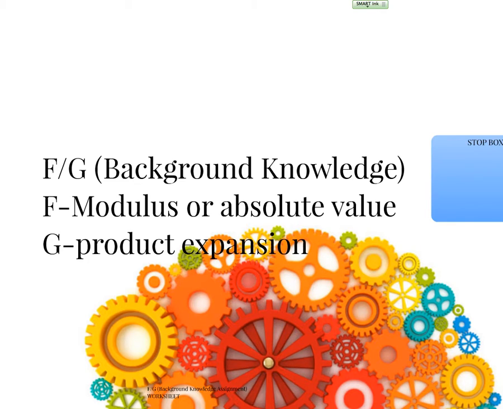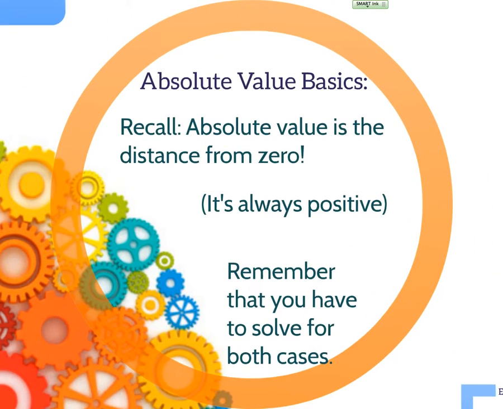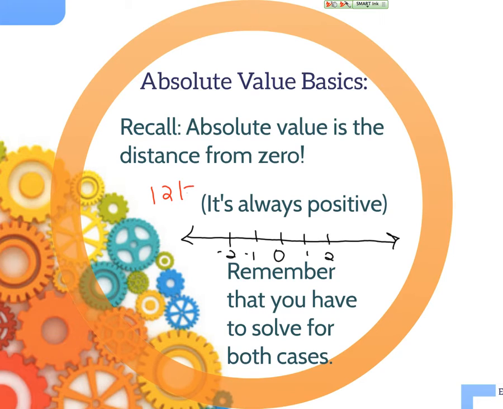We're going to start with that absolute value stuff first. So remember that absolute value is the distance from 0. So it's always positive. If I were to just draw a little number line here, there's 0. We know the absolute value of 2 is just 2 because I'm 2 units from 0. We're all good with that, right?